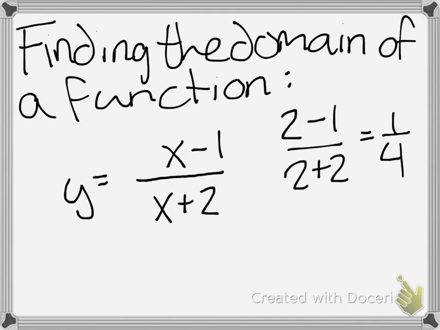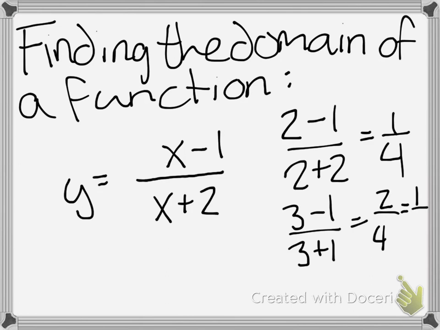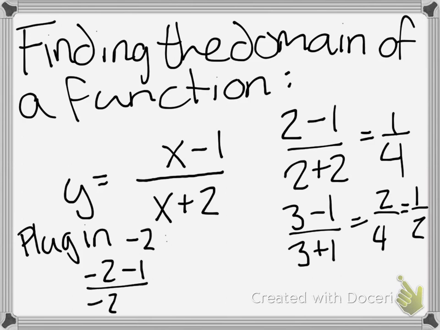That went great. How about 3? 3 minus 1 over 3 plus 2. 2/4. 1/2. I'm allowed to plug most numbers in, but not all numbers. Let's say I want to plug in -2. -2 minus 1 over -2 plus 2. That is, I have -3 over 0. That's a problem.